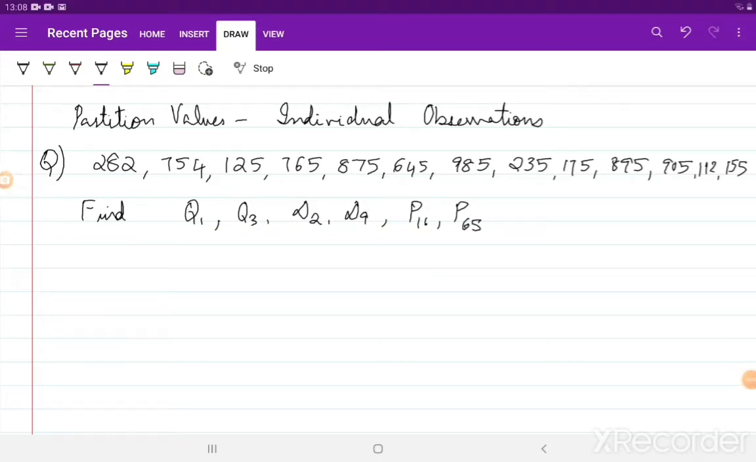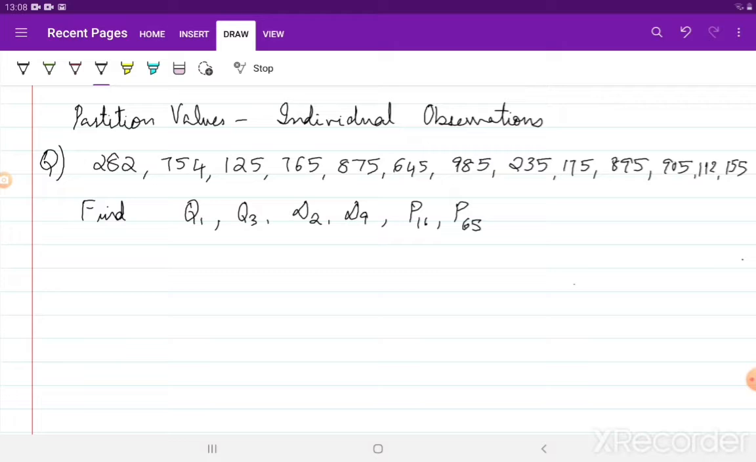To understand how to calculate partition values better, I have taken an example from the guidebook that you have with you. It's example number 27. Here we have a list of 13 individual observations, and we are asked to find the following partition values: Q1, Q3 in the quartiles, the second and ninth decile, that is D2 and D9, and P16 as well as P65.